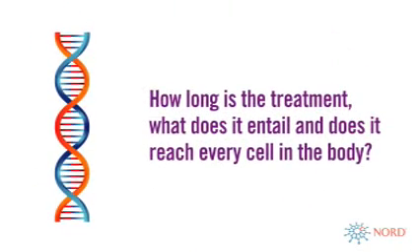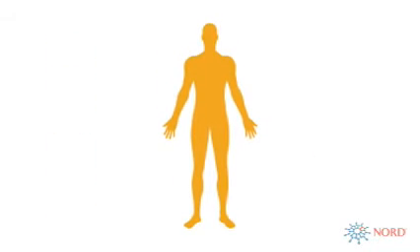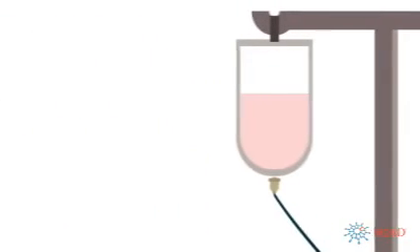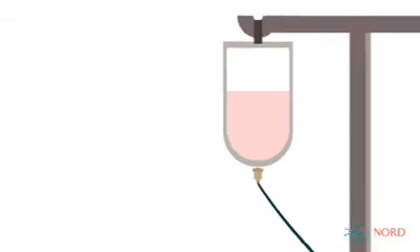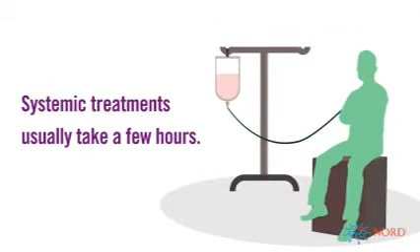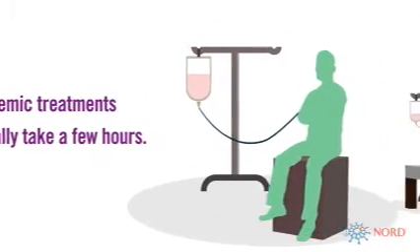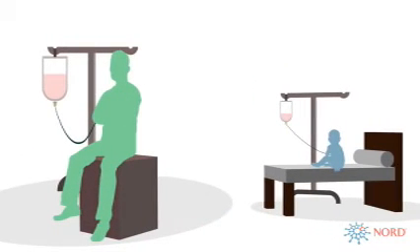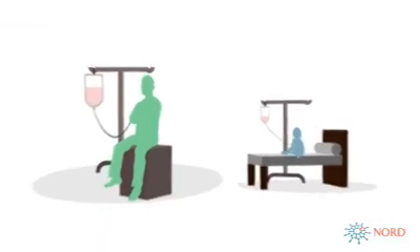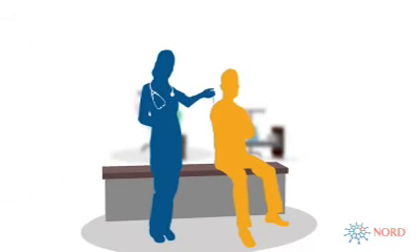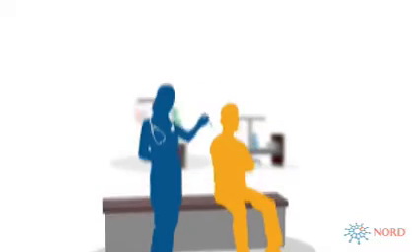How long is the treatment? What does it entail? And does it reach every cell in the body? Treatment can be given systemically or injected into the affected area. Systemic treatments are given via IV and are typically longer, up to a few hours. This also depends on your weight. A large adult will receive more gene therapy than a small child, so the treatment will be longer. Injected treatments are completed immediately, as soon as the fluid is injected into the area.